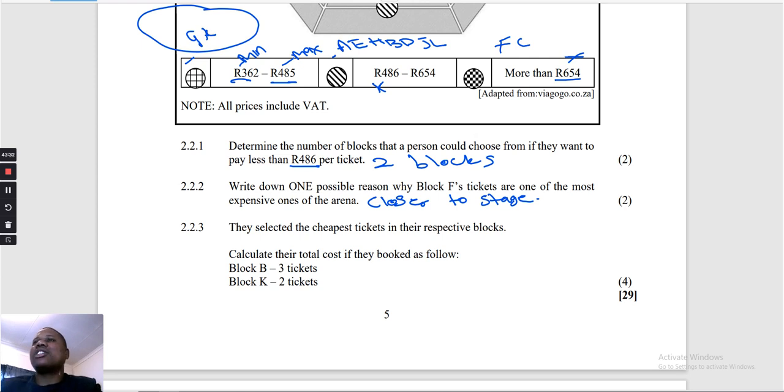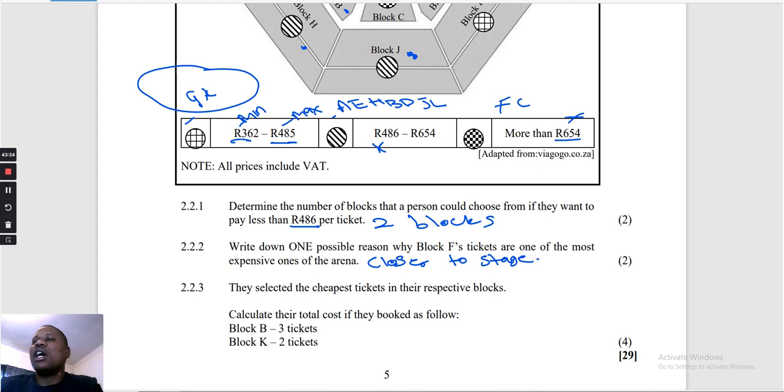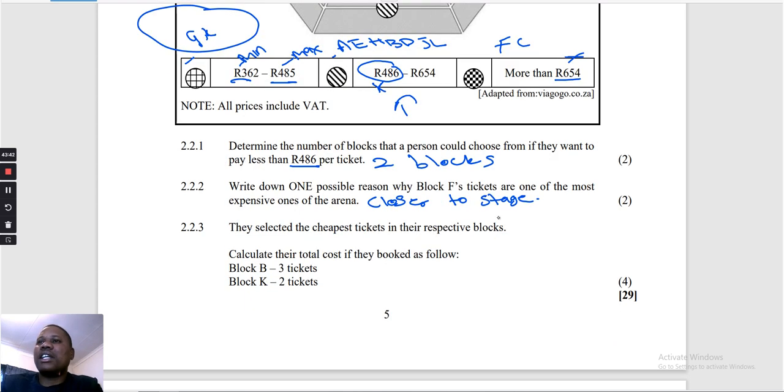Block B, let's check block B. Where does it fall? Block B falls here. And what is the cheapest ticket here? It is 486. So how many tickets have they bought of that kind? They've bought 3. So we're going to say 3 multiplied by 486 is equal to, then we come here, get 2.